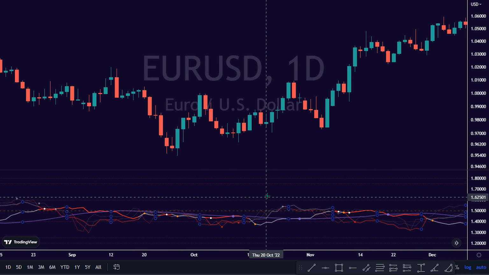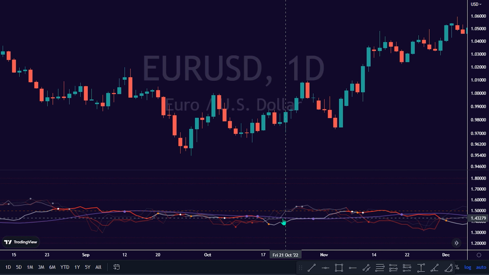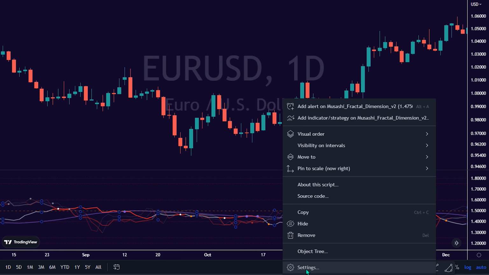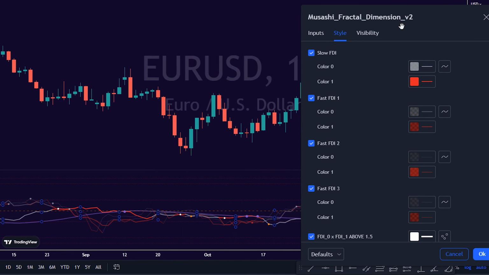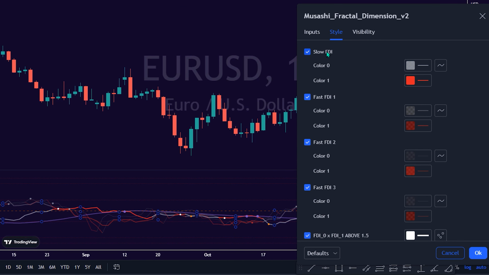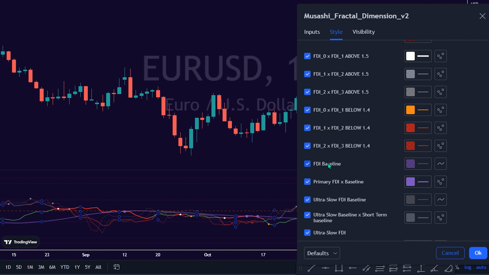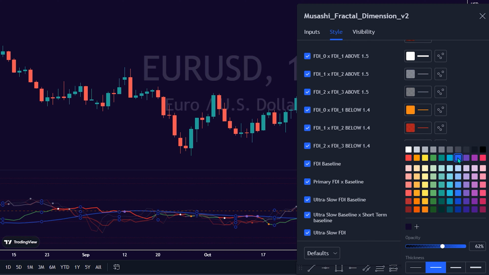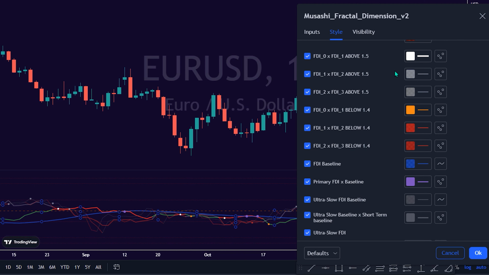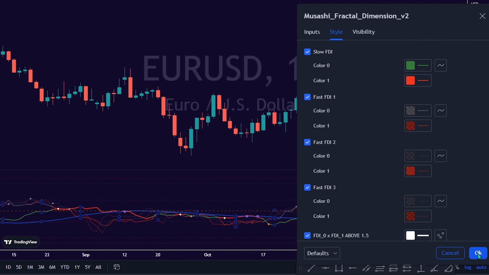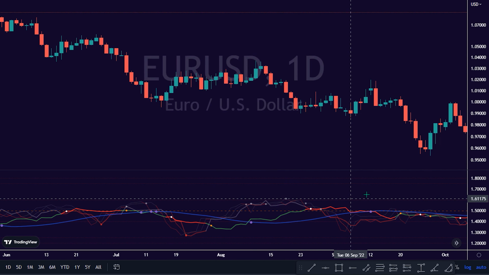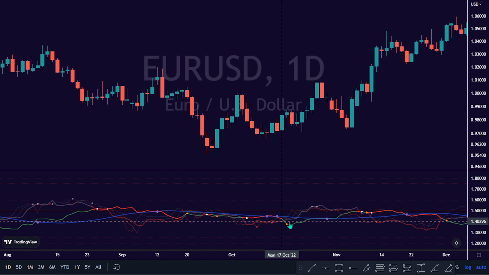For easy detection to generate buy and sell signals, we need to modify some of the indicator's parameter color settings. Under the Style settings, there are color modification options for the indicator. Let us change the slow FDI line to green color and the FDI baseline to blue color. Okay, good. To generate buy signals, we need to watch out for the Mushashi Fractal Dimension Indicator slow FDI line, green line, at the bottom lows here.